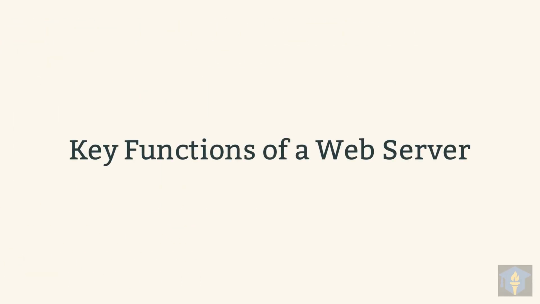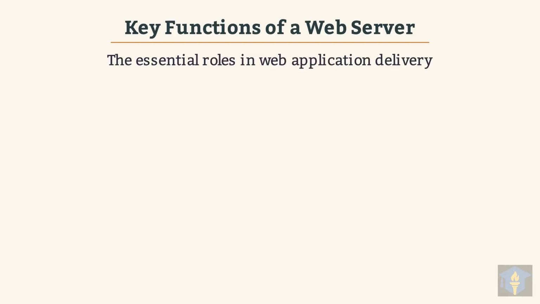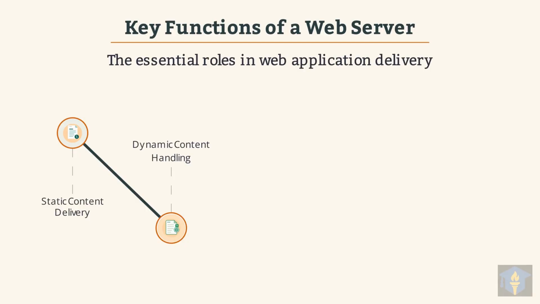a POST request. Let's explore the key functions that a web server performs, which are vital for any web application. These essential roles ensure the smooth and efficient delivery of web applications to users worldwide. One crucial function is static content delivery, serving files like HTML, CSS, and images directly. Web servers also handle dynamic content, processing requests to generate personalized content on the fly. Another key role is request routing, directing incoming requests to the correct application components.